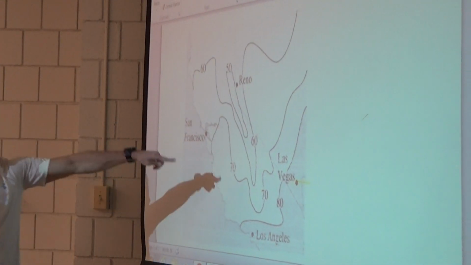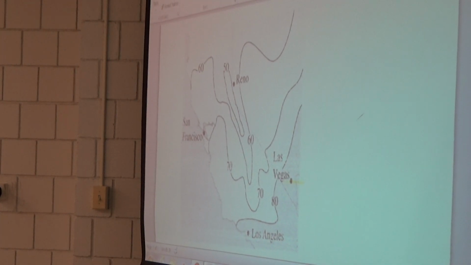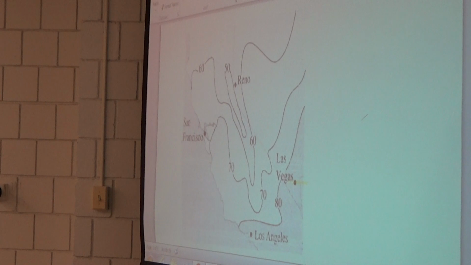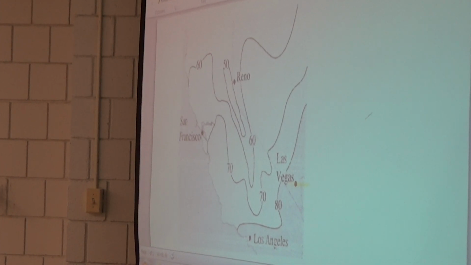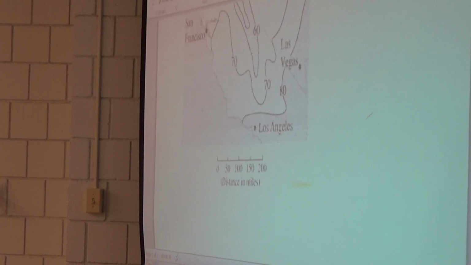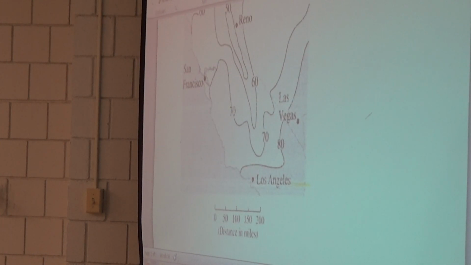All right? Those numbers in the 50s, those contours, are temperatures. Those are the actual temperatures. And you need to know the distance. I'm just going to slide this down so you can see the scale. The distance was in miles down there. I'll leave that there so we can use that.